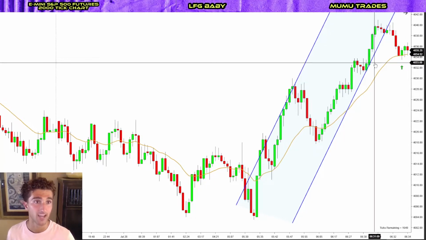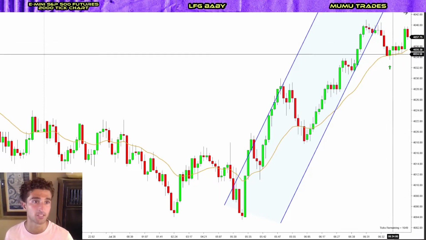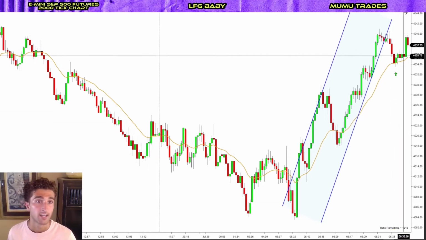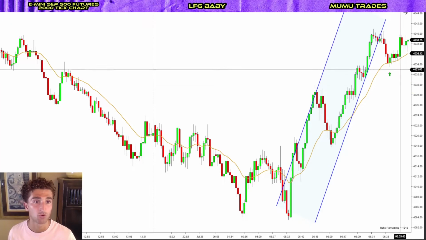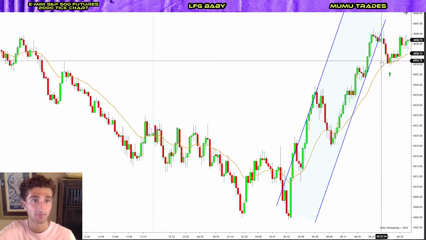And let's see what would have happened. We would have had to sit through a little bit of some chaos, but the trade would have worked out for a 1-point scalp nonetheless. Now that we're getting to these highs, I'm starting to be wary of any more long entries, and we can see just a lot of bars being stacked up.